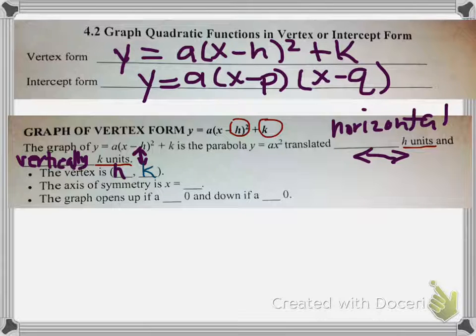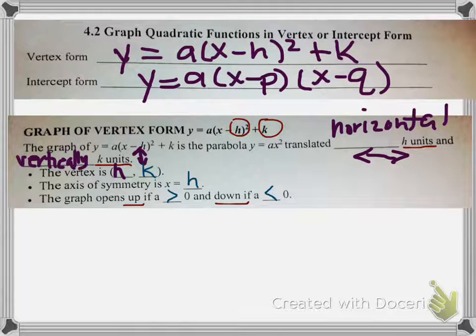So if my vertex is (h, k), the axis of symmetry would have to be x equals h. The other part continues to be the same: if a is greater than 0, it opens up. If a is less than 0, it opens down.